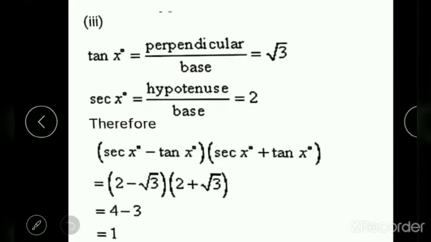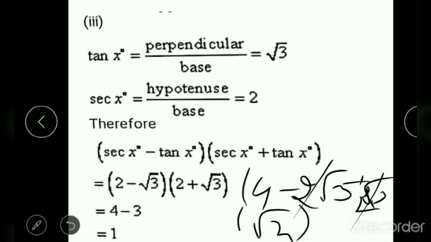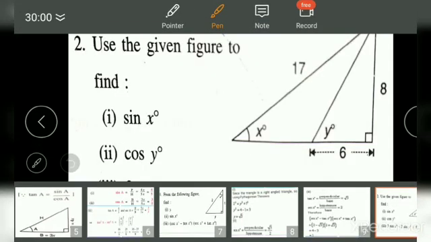So you can see you get 4 minus 2 root 3 plus 2 root 3. So plus 2 root 3 minus 2 root 3 will get cancelled. So you get root 3 square. So the square and square root will get cancelled. So you get 4 minus 3. Okay, that is equal to 1. So we'll move on to the next one.